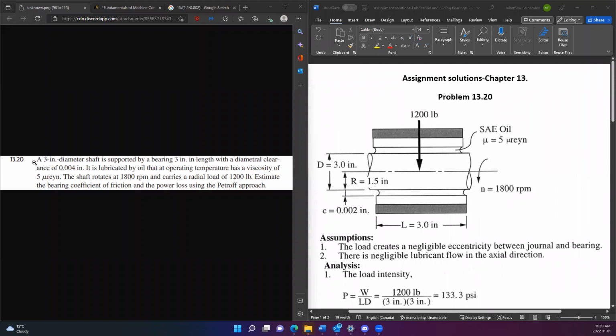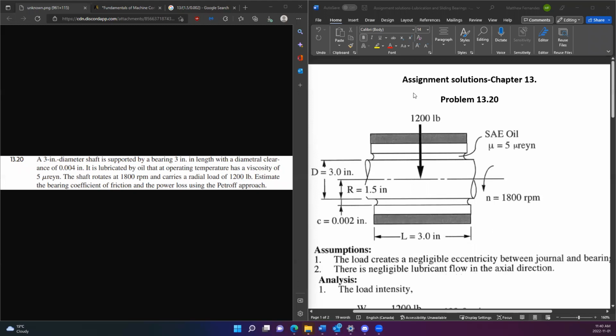So question: we have a 3-inch diameter shaft supported by a bearing of 3 inches in length. That's our L and our D, with a diametral clearance of 0.04, lubricated by oil that has a viscosity of 5 μReyn at operating temperature. The shaft rotates around 1800 RPM and carries a radial load of 1,200 pounds. Estimate the bearing coefficient of friction and power loss using Petrov's equation.